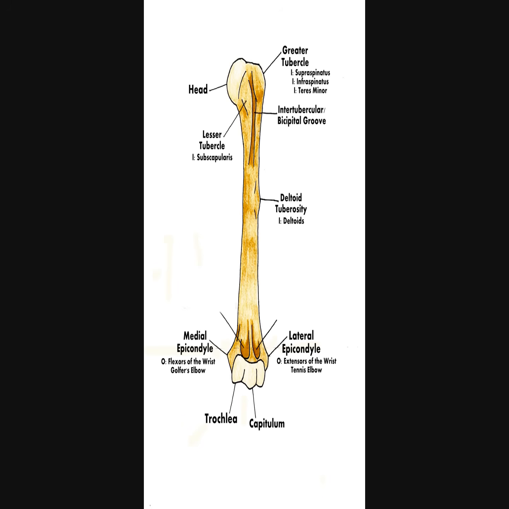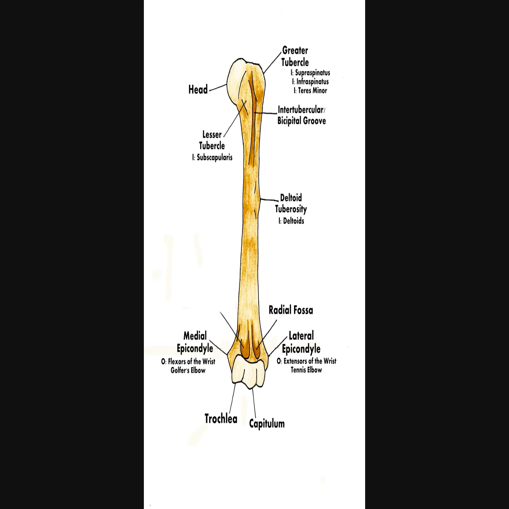Okay, the next structures we have are fossas. The first one we're going to do is over on the lateral side. It's named after the structure that goes into it when the elbow is flexed. It's the same structure that articulates with the capitulum. This is called the radial fossa. The head of the radius goes into the radial fossa when the elbow is flexed. If you didn't have a fossa, or a small depression, in that bone, then you wouldn't be able to flex your elbow as much.